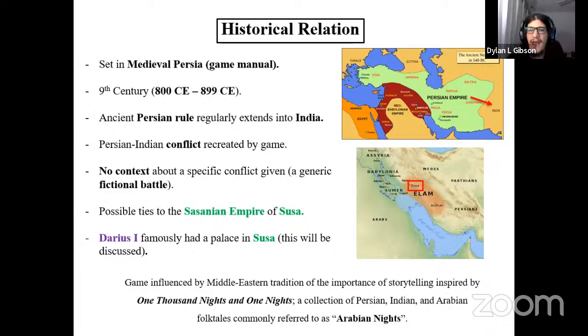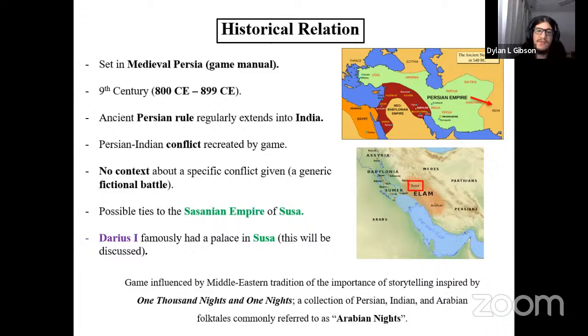So within the game, we don't have a specific detail about what conflict it was. It's just a random made up one, but we have some historical backing there because it's just playing on the idea of the Persians were always in conflict with India. So it's an unspecified fictional battle, but it has some historical value to it.